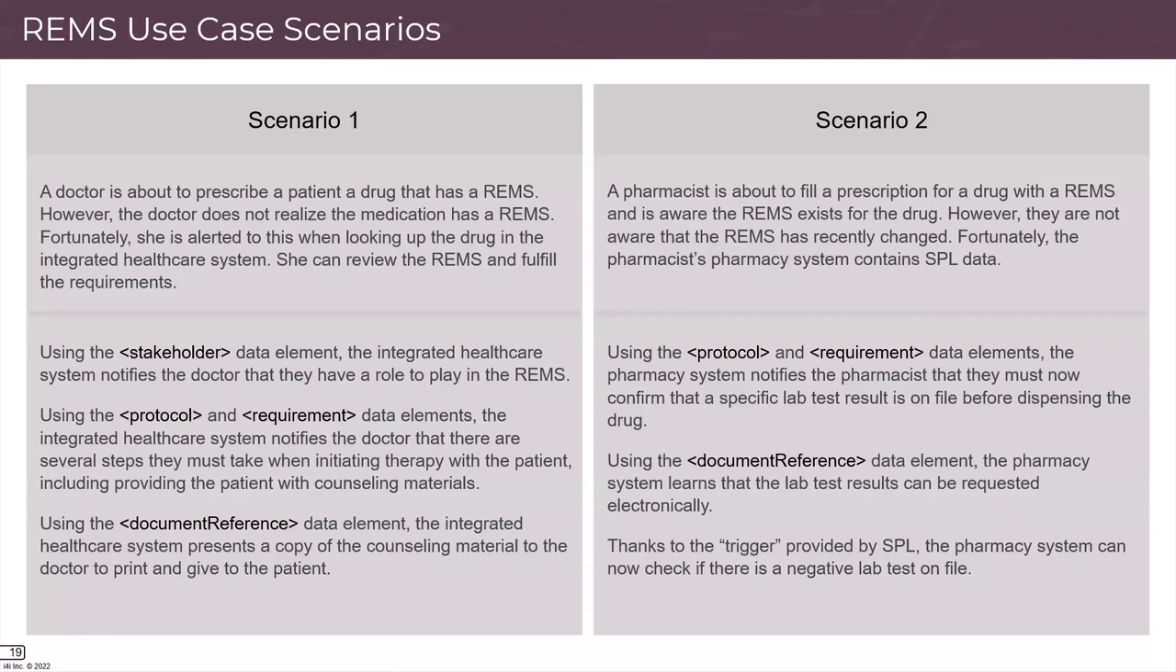In the second scenario, there's a pharmacist who's about to dispense a medication. The pharmacy system sends a notification alerting the pharmacist of the need for a test result before the drug can be dispensed. In this perfect world, the pharmacist system can access the lab system and verify that there is a negative test on file.